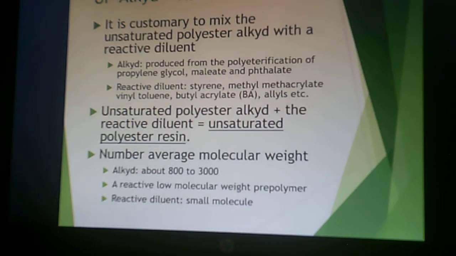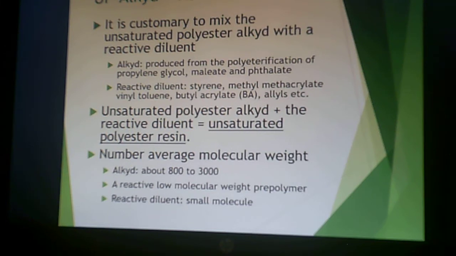So you take your unsaturated alkyd, you mix it with a reactive diluent, and you can use alkyds for other purposes without the reactive diluent. But typically, to make the entire resin, you mix those two things together. Once again, the alkyd is produced from polyesterification, from propylene glycol, maleate, and phthalate monomers. Then your reactive diluent, like styrene, methyl methacrylate, vinyl toluene, butyl acrylate, something with a vinyl group in it, in monomer form is mixed with that as both a solvent and something that can react further. So once again, the overall unsaturated polyester resin is an unsaturated polyester alkyd plus the reactive diluent.